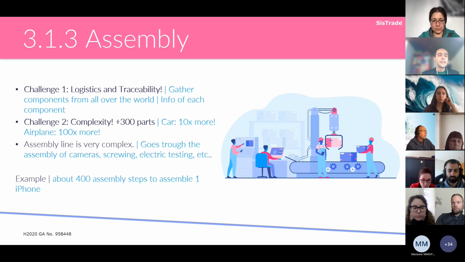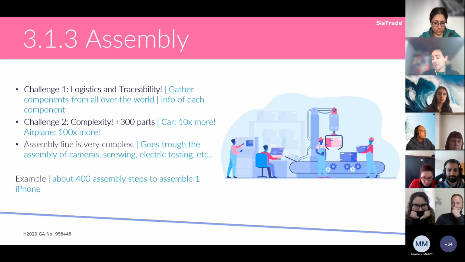We have two main challenges here: logistics and traceability. So we have to gather components that come from all over the world. We need to gather information of each of the components. We have to know the dimensions, the materials. They have to be assembled. We have to know how everything will fit together. So the engineering information is also important. And the second challenge is complexity.